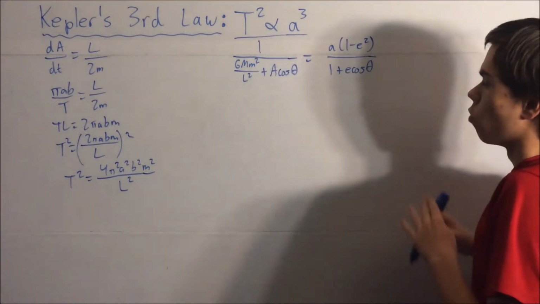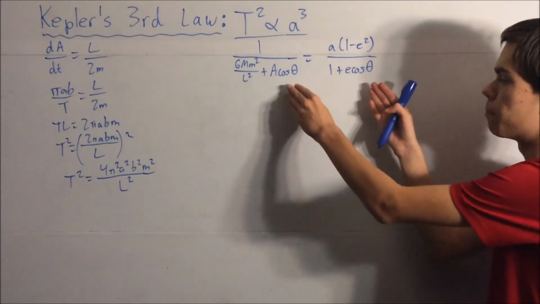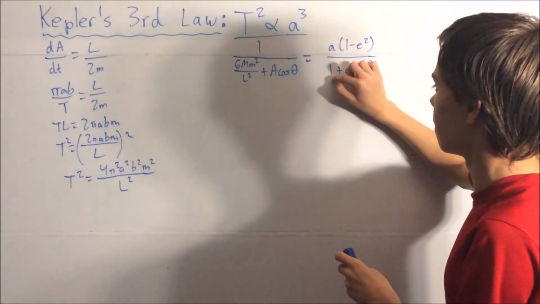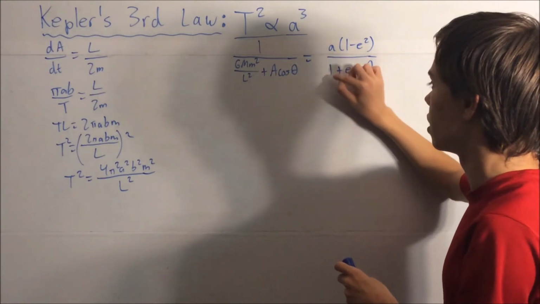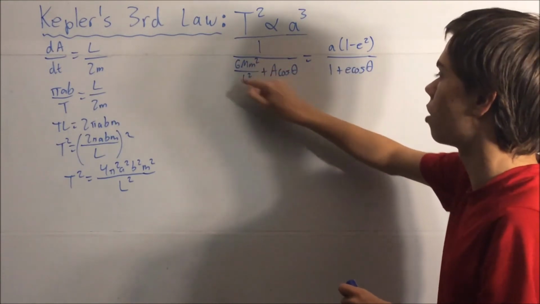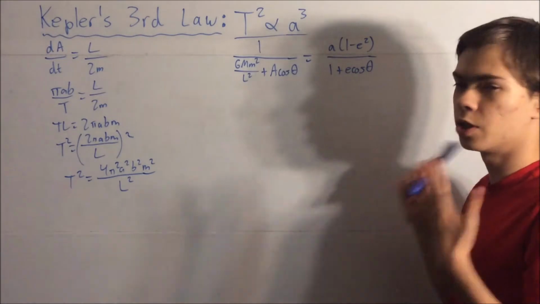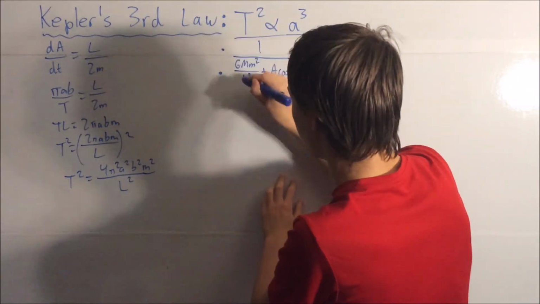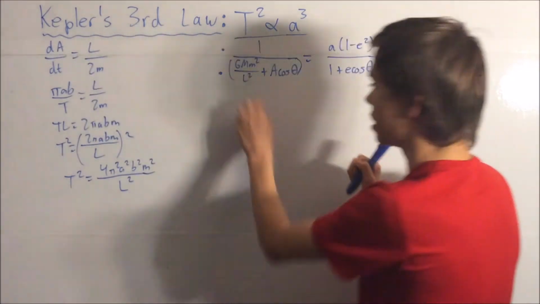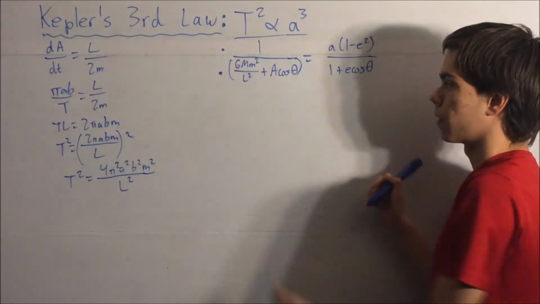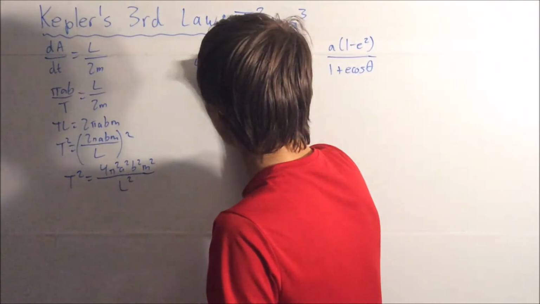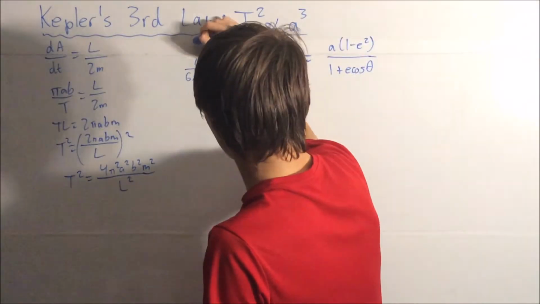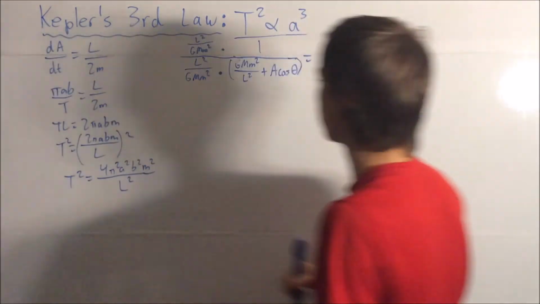So what I'm going to do is write both of these equations in the same form as each other. In other words, I'm going to make sure that this number right here is a 1. So I'm going to make sure that this value right here also becomes a 1. And the way I'm going to do that is I'm going to multiply both the numerator and denominator by the reciprocal of this value, which would be L squared over GM squared. So this is what we get.